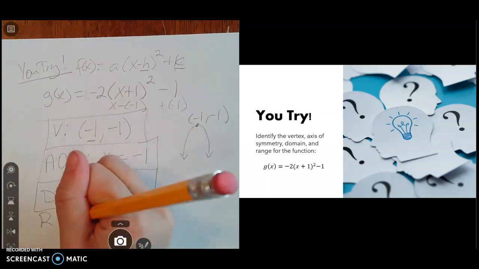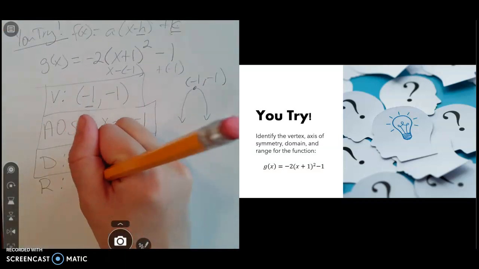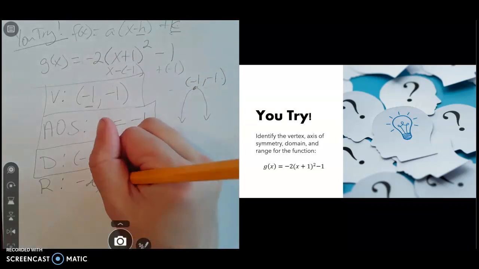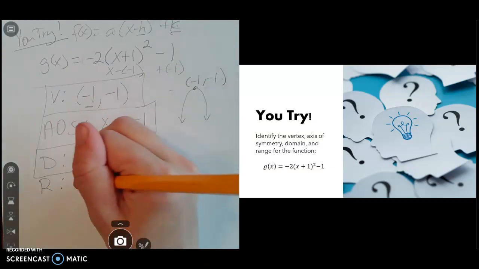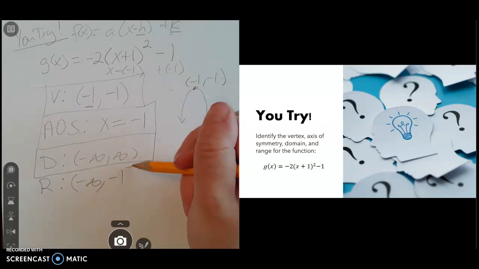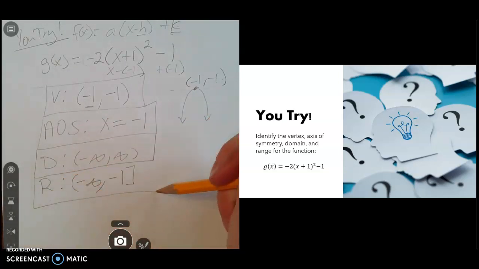Last up, your range. So your range, you think about how far down does the graph go? Well, it keeps going down forever, so that would be -infinity. How far up does it go? It stops at the vertex. That's how far up our graph goes, okay? So the y value of your vertex is -1. That's going to be the highest y value that you get in your range. The -infinity has a parenthesis because you cannot include infinities. The -1 has a bracket because it's included. It has a point there. So that's what your range looks like.